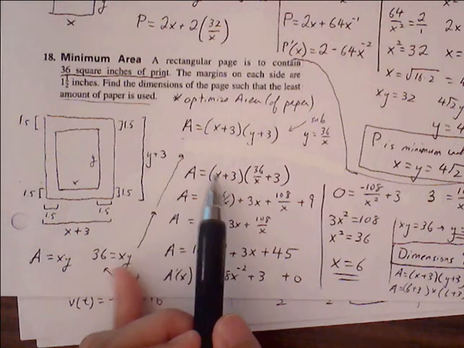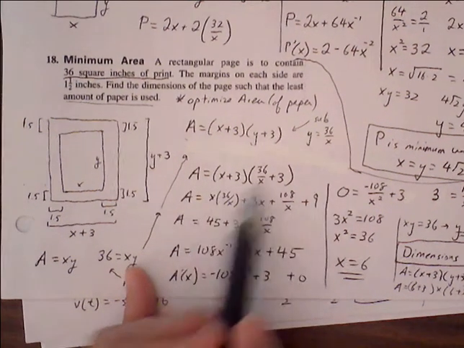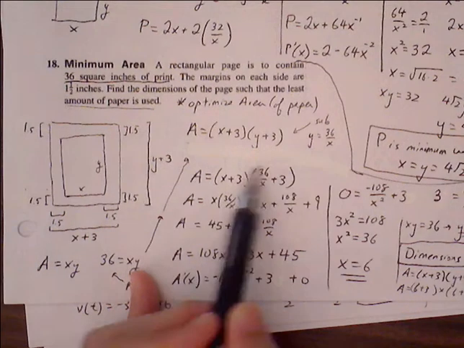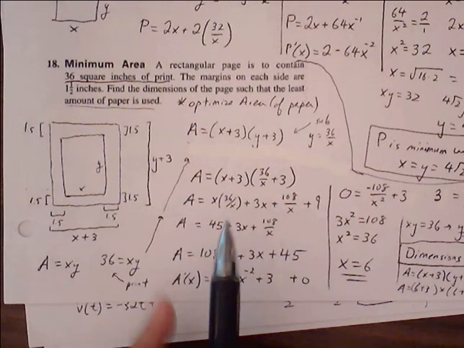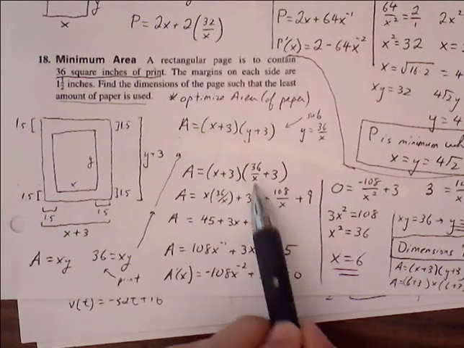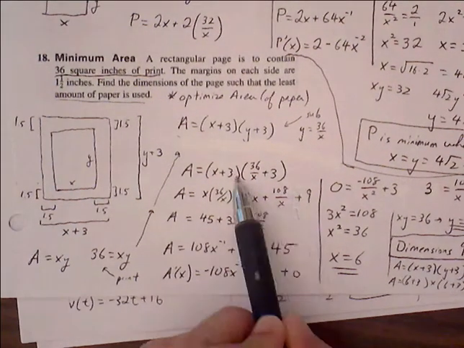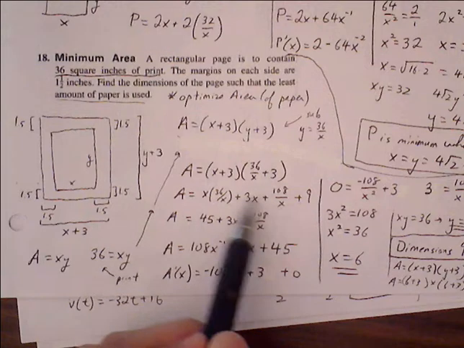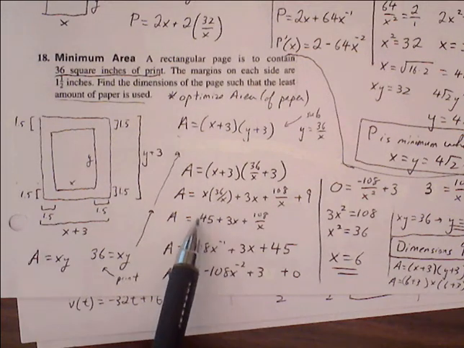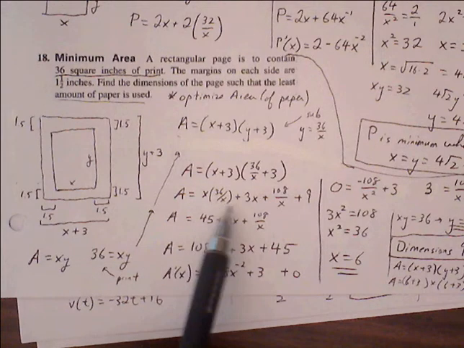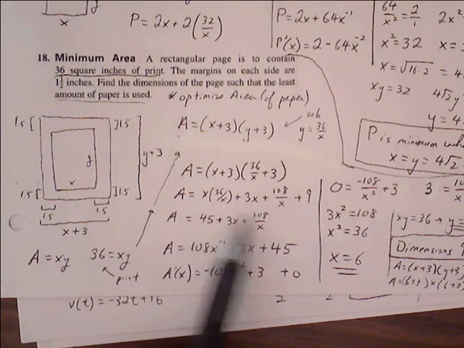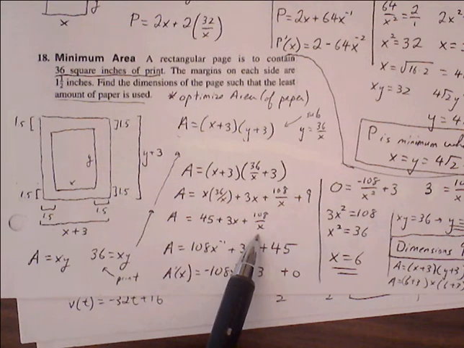So I'm going to expand by distributing the x through. So x times 36 over x plus x times 3, and then I'm going to distribute the second term. 3 times 36 over x becomes 108 over x. 3 times 3 is 9. So I've gotten rid of the parentheses for the most part. The 36 cancels, the x's cancel out. So 36 plus 9 is 45. 45 plus 3x plus 108 x to the negative 1.